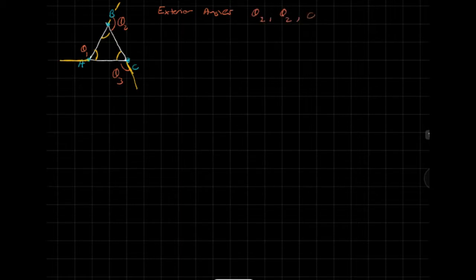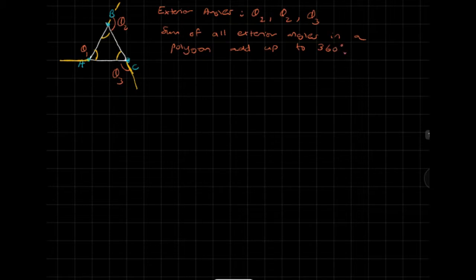Okay, so theta sub 1, theta sub 2, and theta sub 3 are exterior angles, and the sum of all exterior angles in a polygon add up to 360 degrees. Okay, so this is something that's also useful. It may not be as common, but it's good to understand.